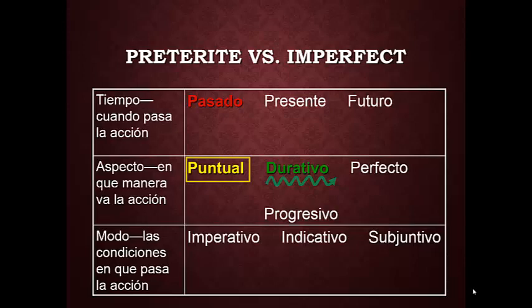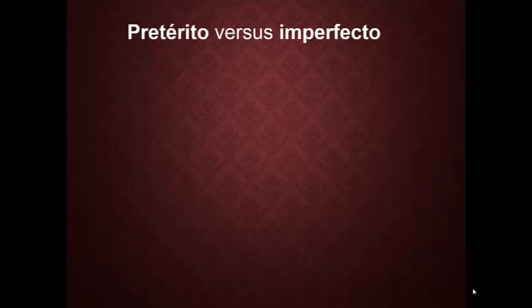By the way, English doesn't have different verb forms for punctual and durative. We use adverbs and other descriptors in the sentence. This is what makes the distinction between preterite and imperfect so hard for English speakers. We don't have anything to refer to it in our own language. So let's talk about preterite and imperfect. When do we use one versus the other?